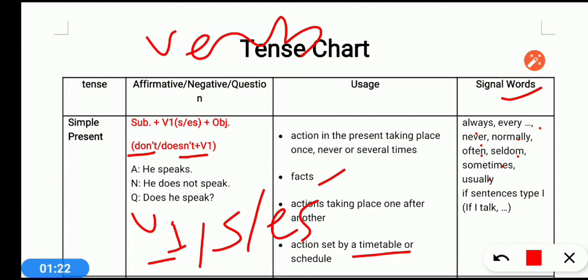If some works are going on according to a schedule, for such action we use present simple tense, and present simple tense means first form of the verb. For making negative we use do not and does not. S or es is used with the singular subject and does not is used to make negative, like he speaks, he doesn't speak. For making question, does he speak? So s or es is used only in the simple affirmative sentence.